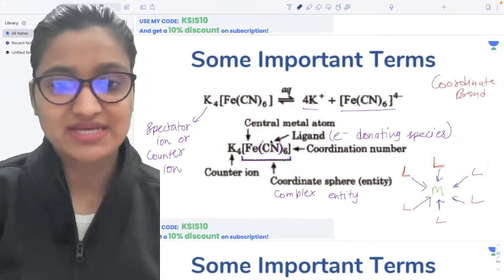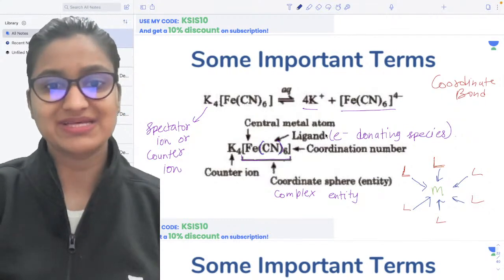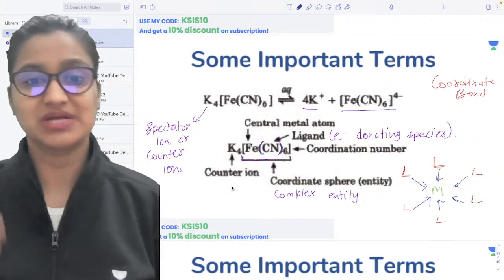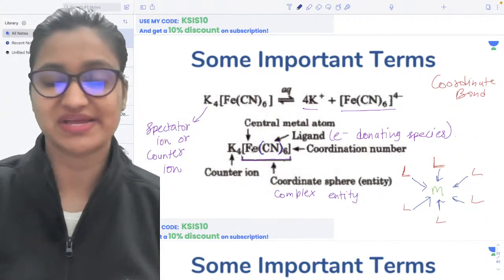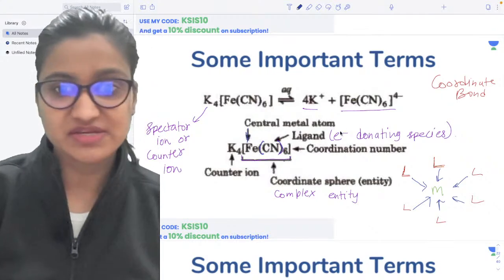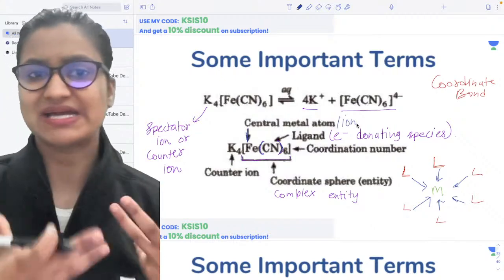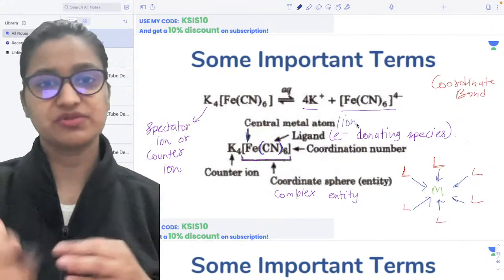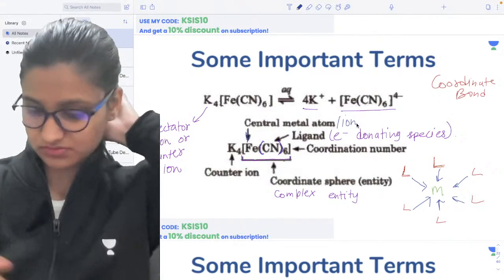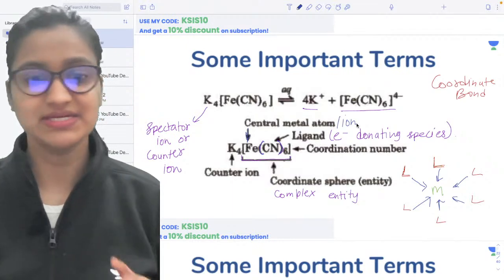As I told you, something which is enclosed in the normal brackets, those are your ligands. And what is not in the bracket is your central metal atom or ion. It can be called an atom if it is neutral. It will be called an ion if it is charged. Very simple. So this is the case.